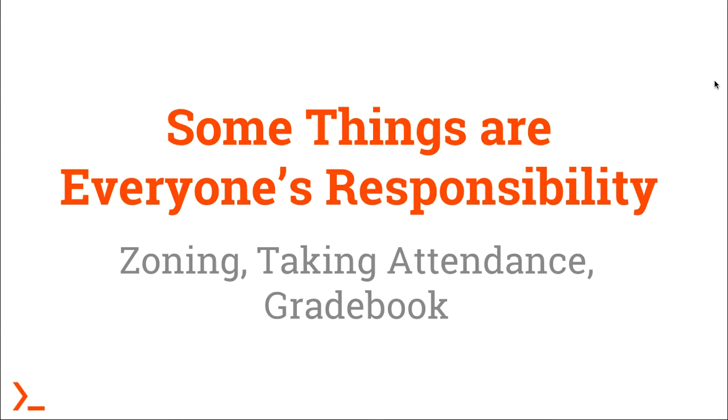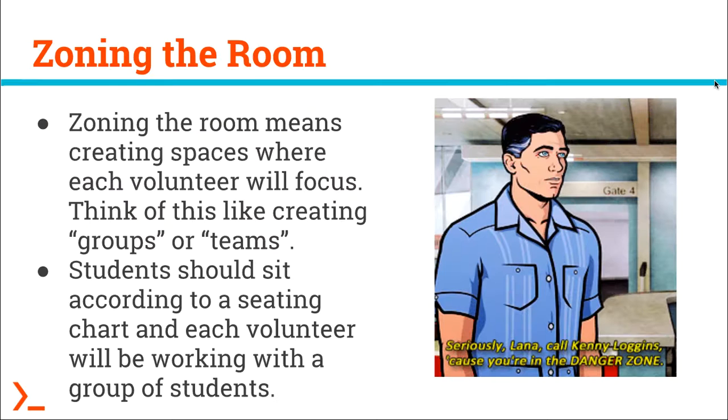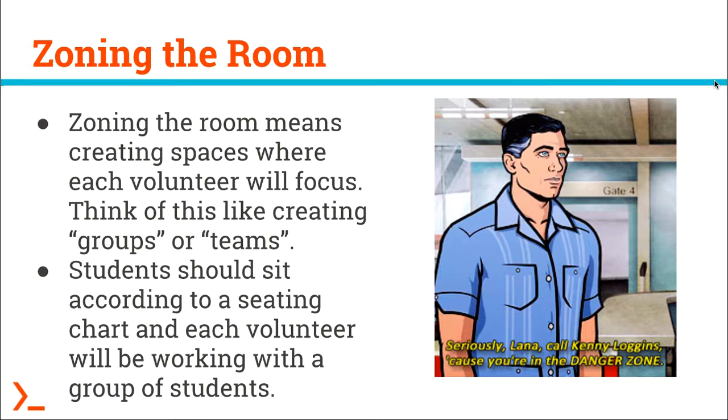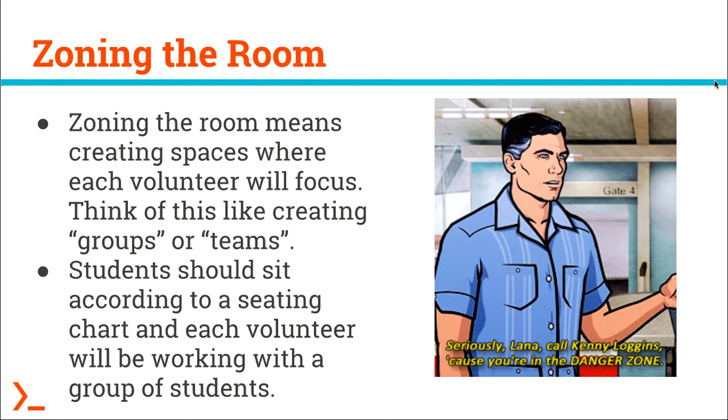Now, we're going to learn about more responsibilities shared by lead and support teachers that require clear communication with your team ahead of class. First up, zoning. Zoning is the process of dividing the room into equal sections, one for each volunteer. Students will sit according to a seating chart, and each volunteer will be working with one group of students for a predetermined duration, like a quarter. Zones should stay consistent for a meaningful duration so that effective routines can be built and strong rapport can be developed within that group.